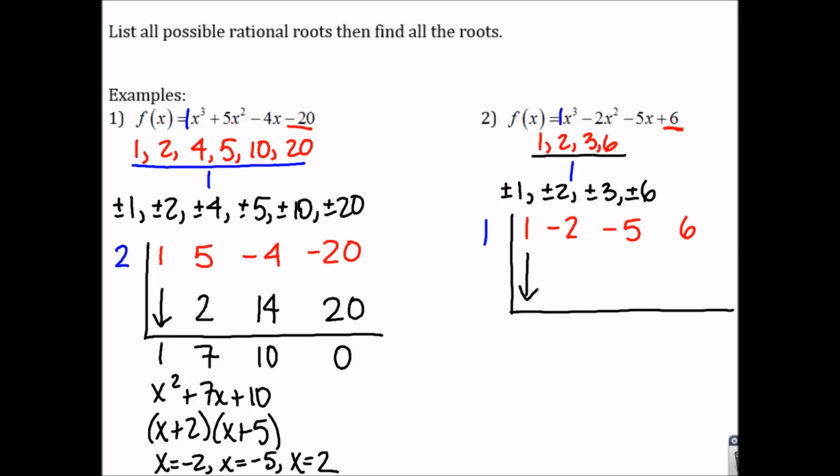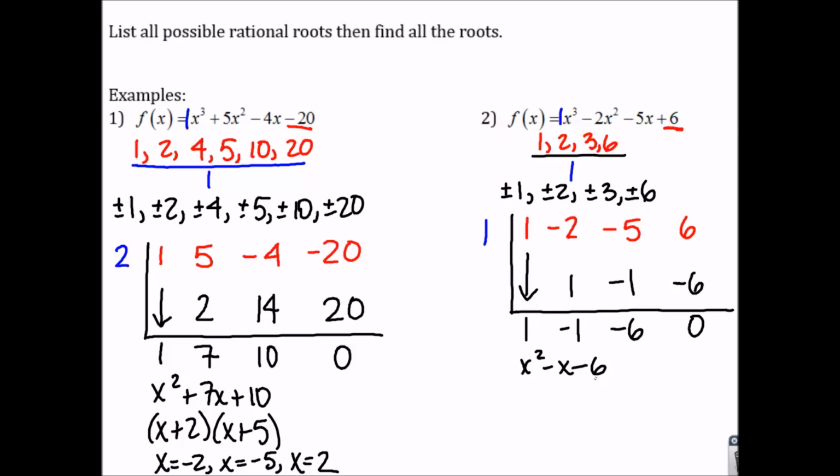So I start by bringing down the 1, multiply 1 times 1, add -2 and 1, multiply 1 times -1, add -5 and -1, multiply 1 and -6, and add 6 and -6. So again, I end up with a remainder of 0, which means that 1 is a root. Since I started with a cubic, my answer to synthetic division will be a quadratic, and these are my coefficients.